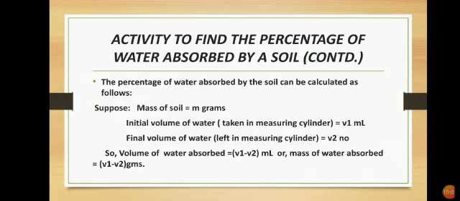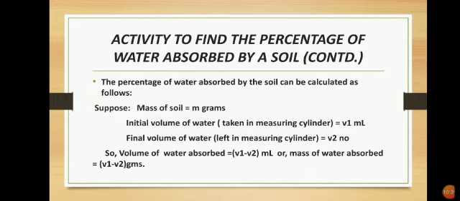So the mass of the soil that you have taken, that you have put in the filter paper onto the funnel, suppose that is m gram. M gram, it can be 20 gram, 40 gram, 100 gram, 200 gram, whatever, m gram. Now the initial volume of water that you had taken in the measuring cylinder, consider it as V1 milliliter. Since the initial volume starts with V, we are taking it as V1. That is the initial volume of water taken in the measuring cylinder.